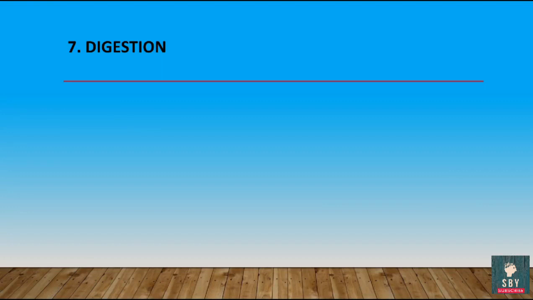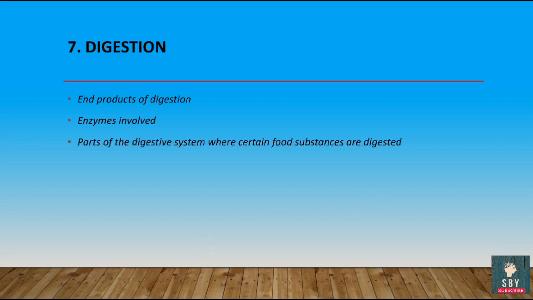So the 7th one, digestion. You always see questions on digestion, mostly about the end product of carbohydrates, the end product of protein, and the end product of fat and oil. You are also likely to find questions on the enzymes involved in the digestion of the food substances. The enzymes could include trypsin, pepsin, salivary amylase, lipase, maltase. Maltase digests maltose.